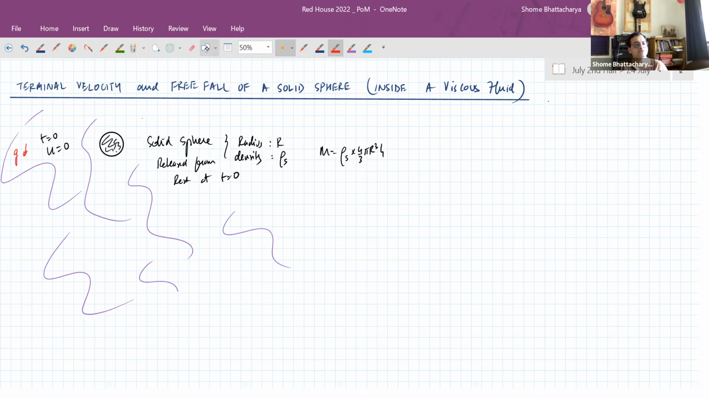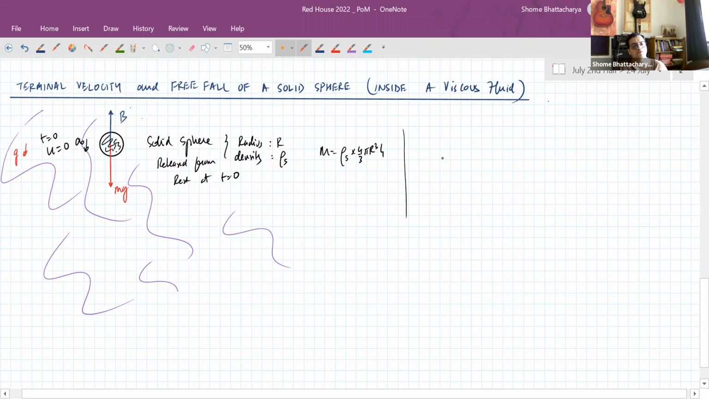So immediately at t equal to 0, it experiences two forces. It experiences weight, which is pulling it down, and it experiences obviously buoyancy. But it does not experience any viscous force at the moment because the velocity is 0. So the action of these two is to give it a downward acceleration of a naught, let's say. So at t equal to 0, the initial velocity is 0, so the drag force is 0.